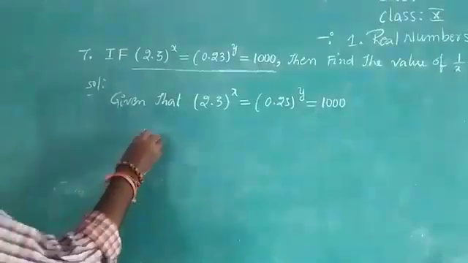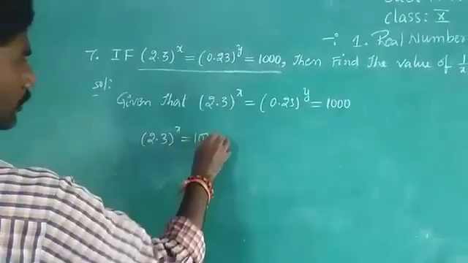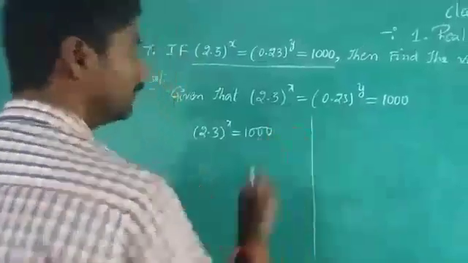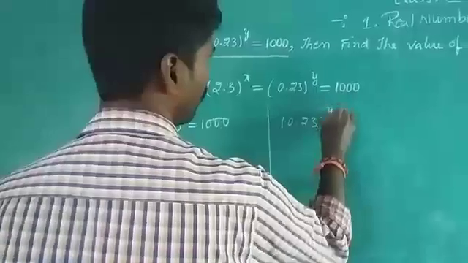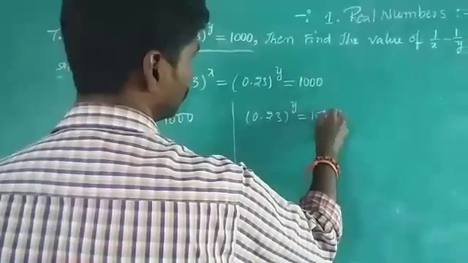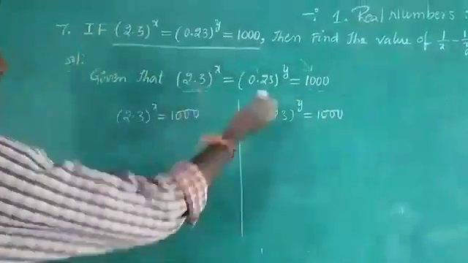So 2.3 all to the power of x is equal to 1000, you can write. 0.23 all to the power of y is equal to 1000, also can write. This is equal to 1000 only, again this is equal to 1000. So that's why it is separate.